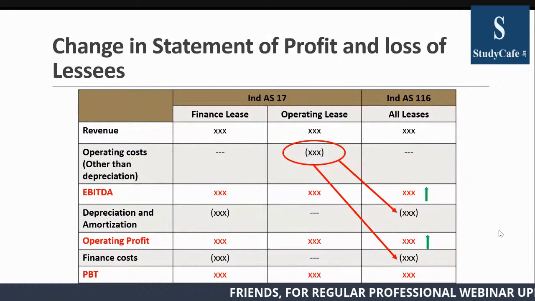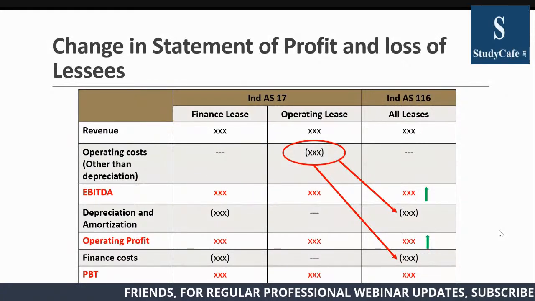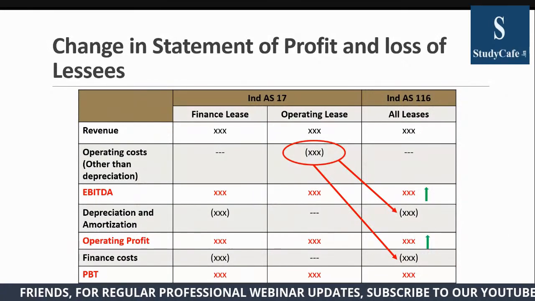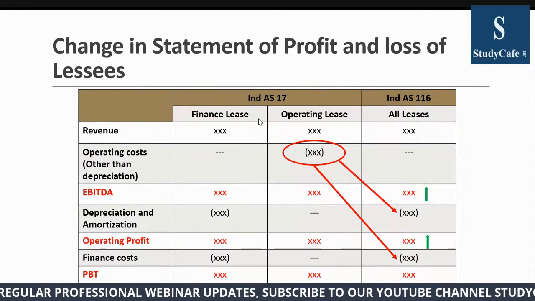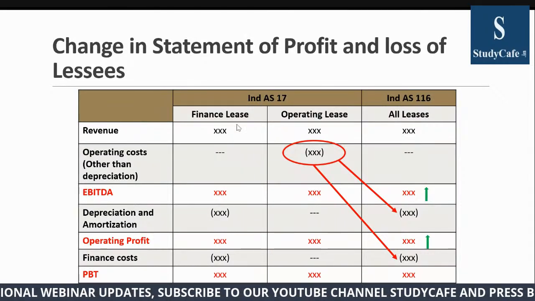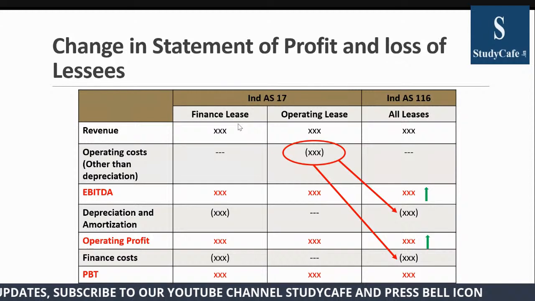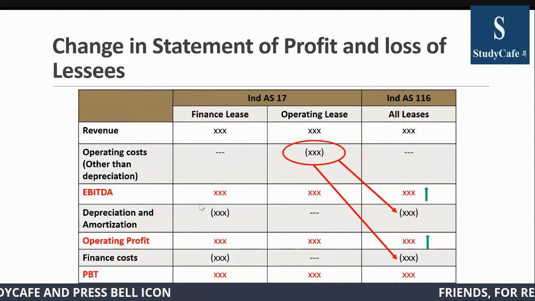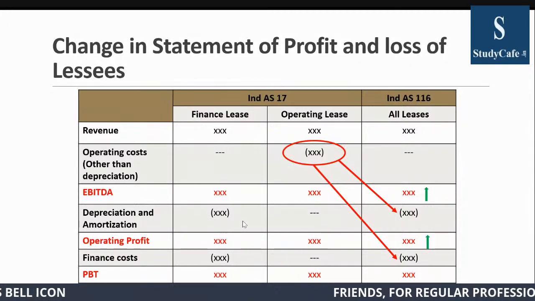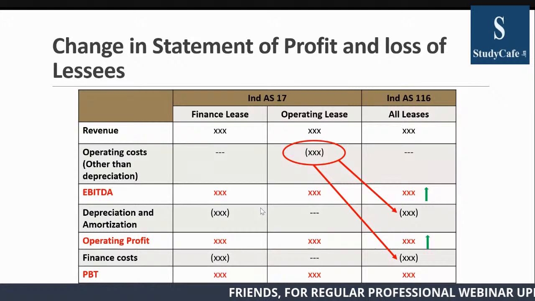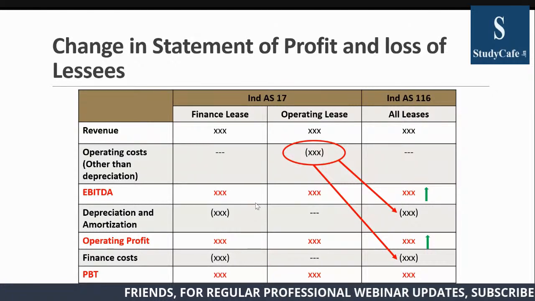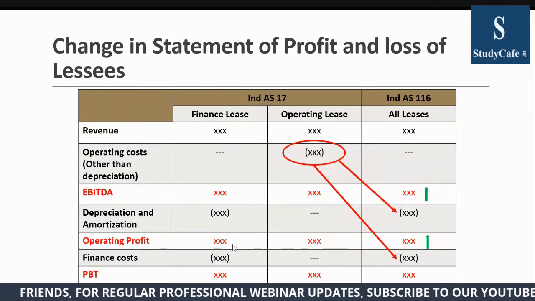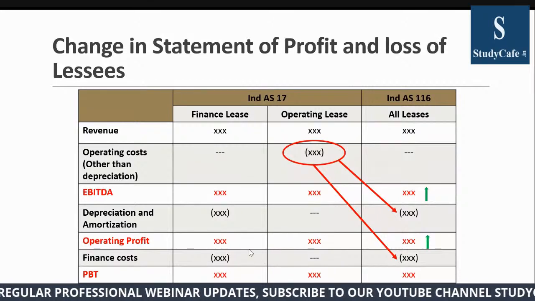Now, what has been the impact on statement of P&L? Let's understand. As per Ind AS 17, in case of finance lease, since there was already an asset and already a liability, for asset, it was depreciated over the period of lease. So already there was depreciation recognized as an expense. And in case of liability, interest was charged on the liability. So there was already a finance cost in the P&L.